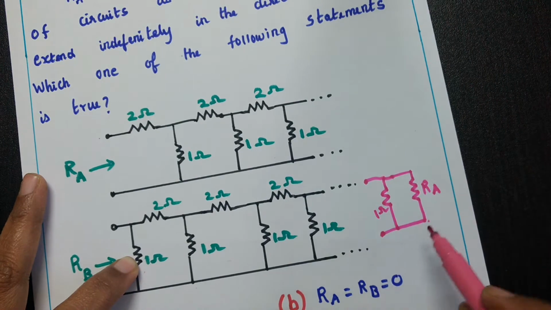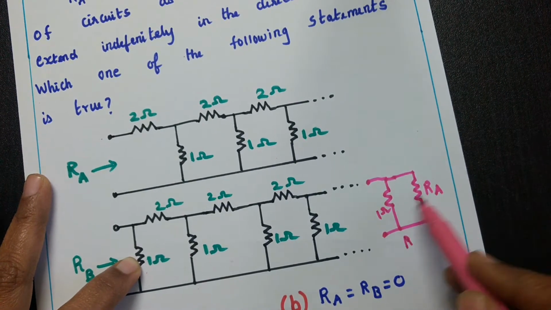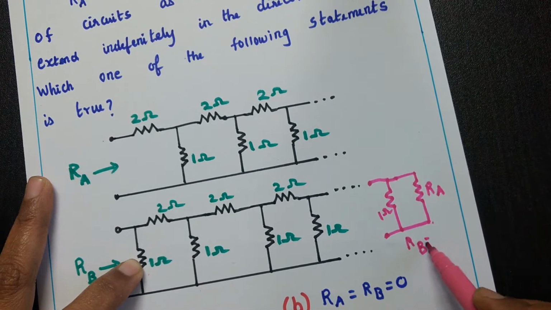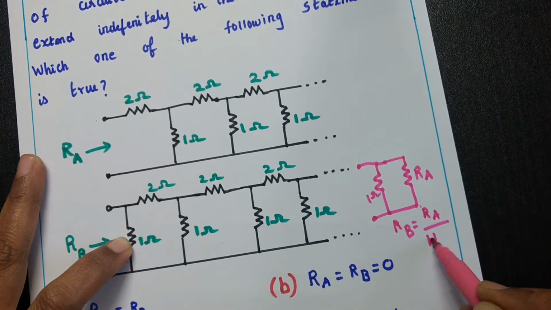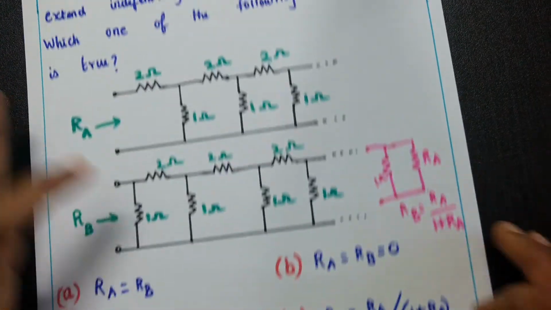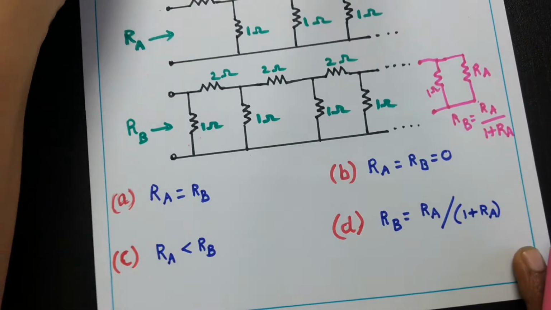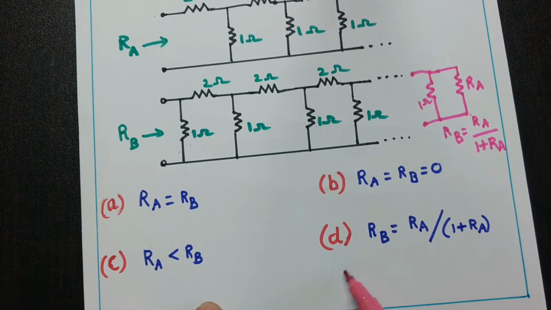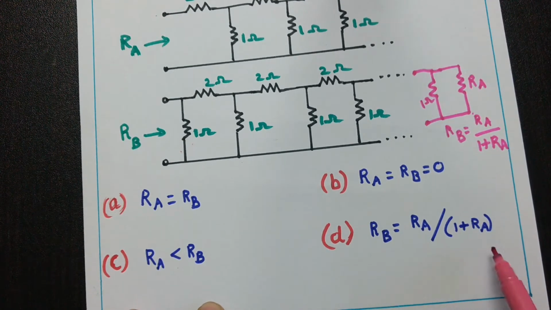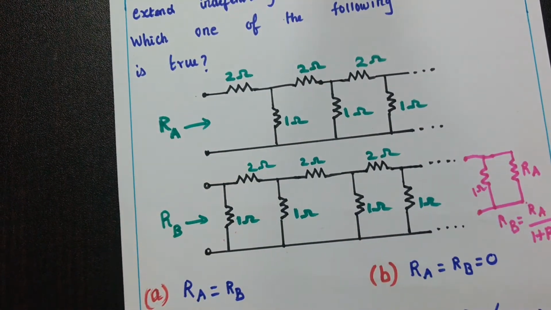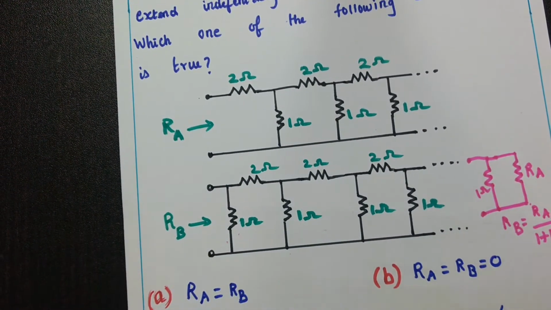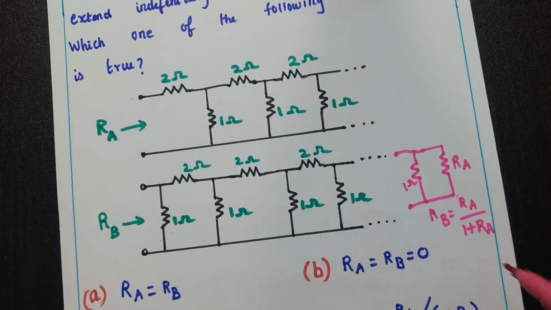So RA in parallel with 1 ohms means RB equals 1 into RA by 1 plus RA, that is RA by 1 plus RA. So observe the options. Option D is correct. RB equals RA by 1 plus RA. So we can directly find this by observing the two networks. We have to find the difference, and then find the relationship between RB and RA. That's all. And we will see the next problem.